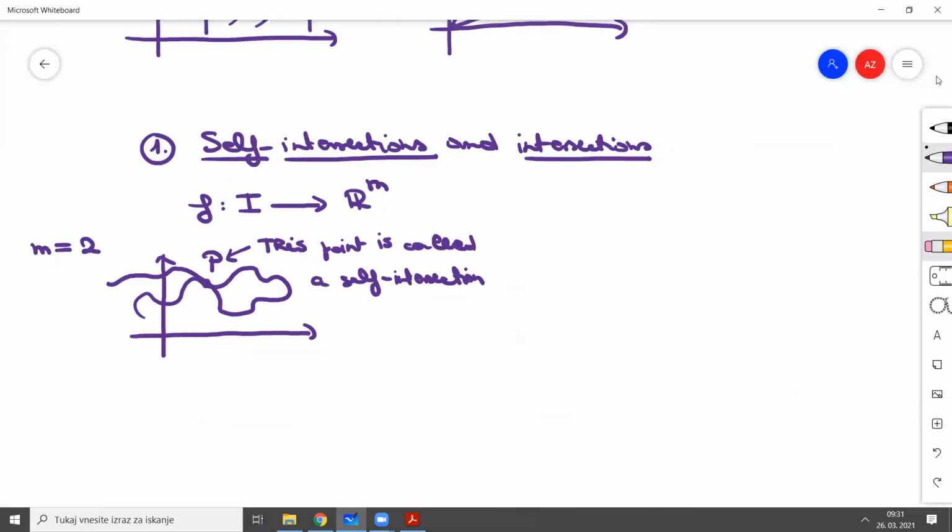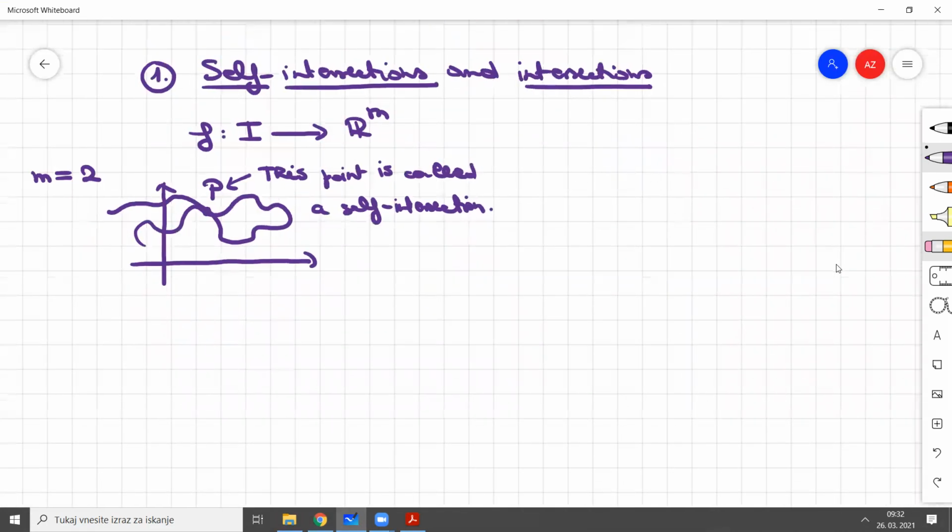And why do we want to compute this self-intersection? This will be very important when we will sketch this parametric curve. It's one of the characteristic things which we need to determine when we plot our curve: what are the self-intersections of the curve.